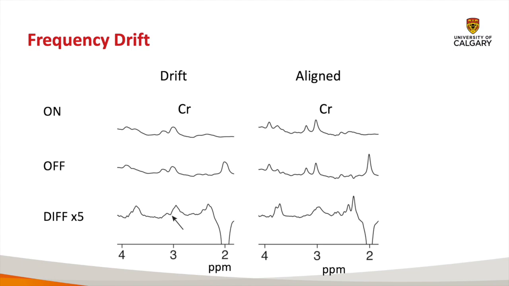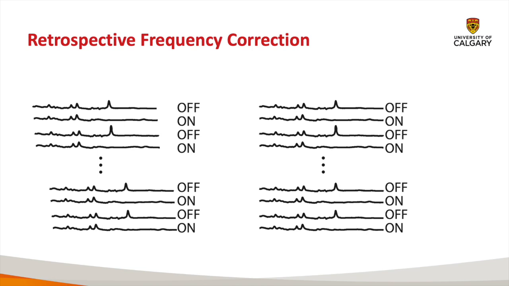So what can we do about frequency drift? Well, we can do what's known as retrospective frequency correction. And what I'm trying to represent in this schematic here is that with retrospective frequency correction, we're trying to realign all of our data.